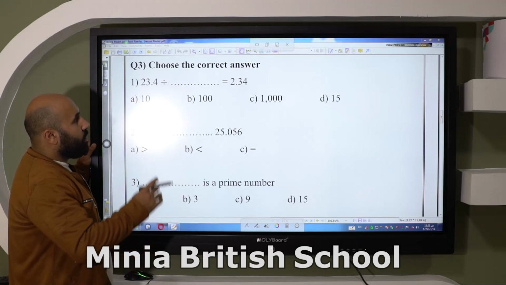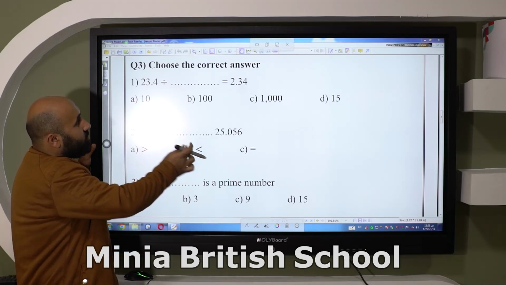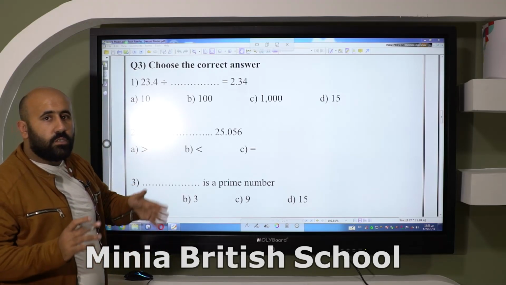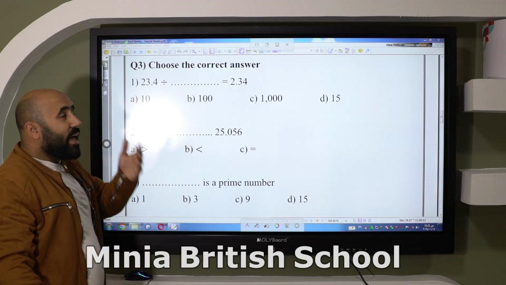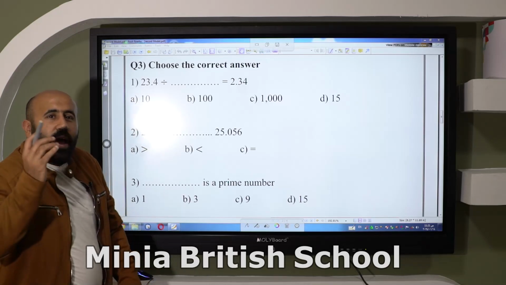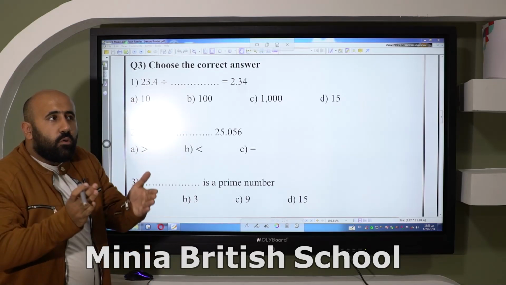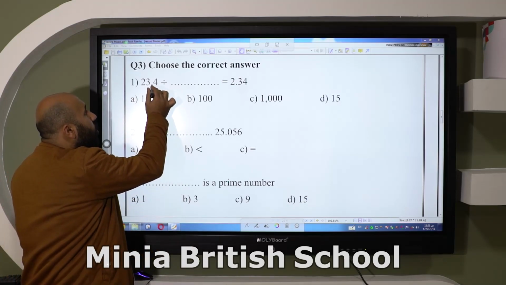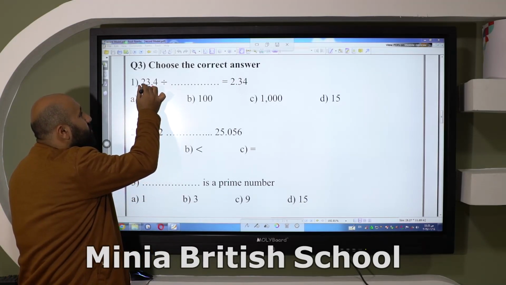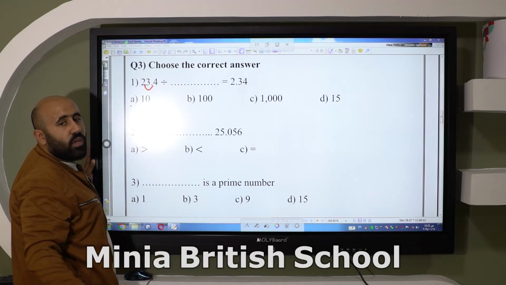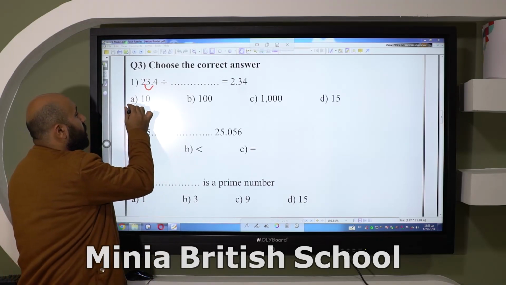23.4 divided by, what is the number divided by it? So give me the quotient, 2.34. Ask yourself, how many steps did the decimal point walk? The decimal point walked only one step. So I will choose a number with only one zero. So it will be 10.